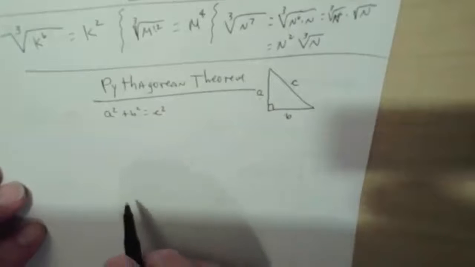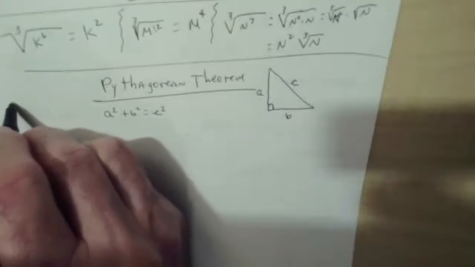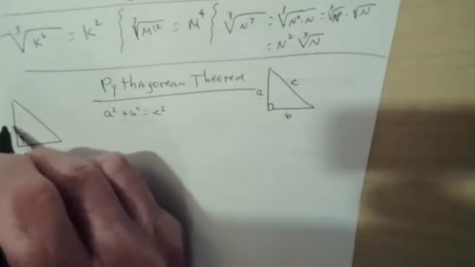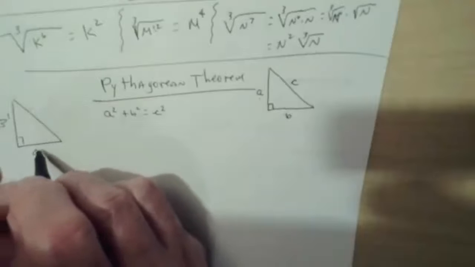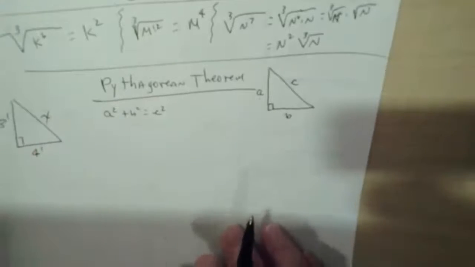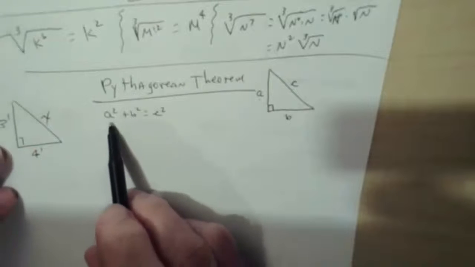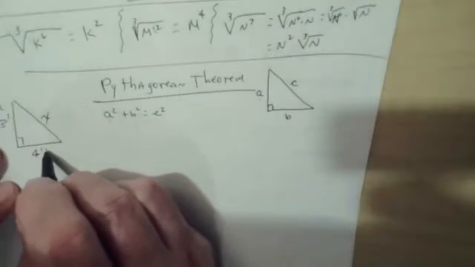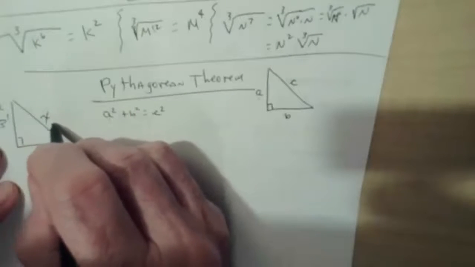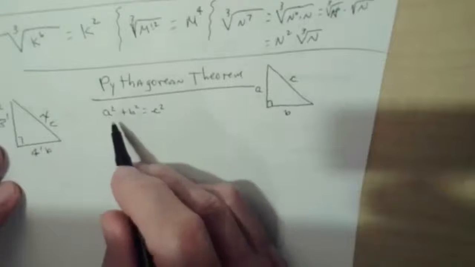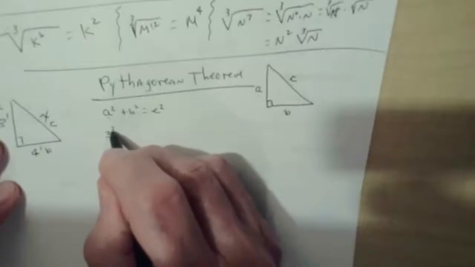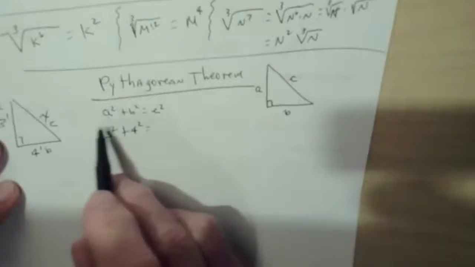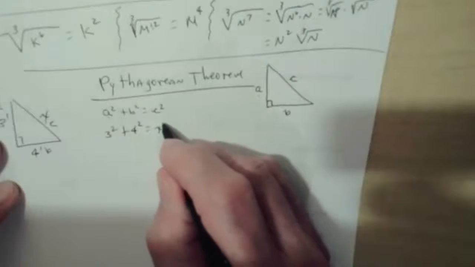So what if you have this? Again, pretend this is a right triangle. This is 3 feet, 4 feet. We don't know how many feet. Okay, so what is the length of C? This is A, this one's B, and this one is C. So A is 3. So 3 squared plus 4 squared equals C, which is x squared.